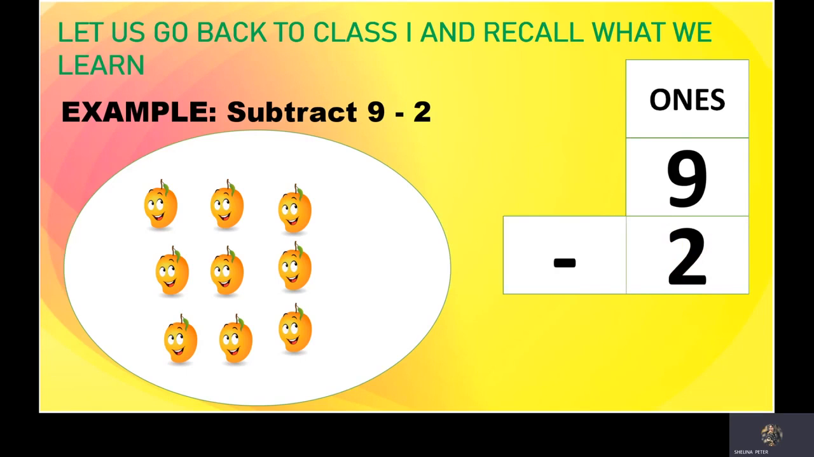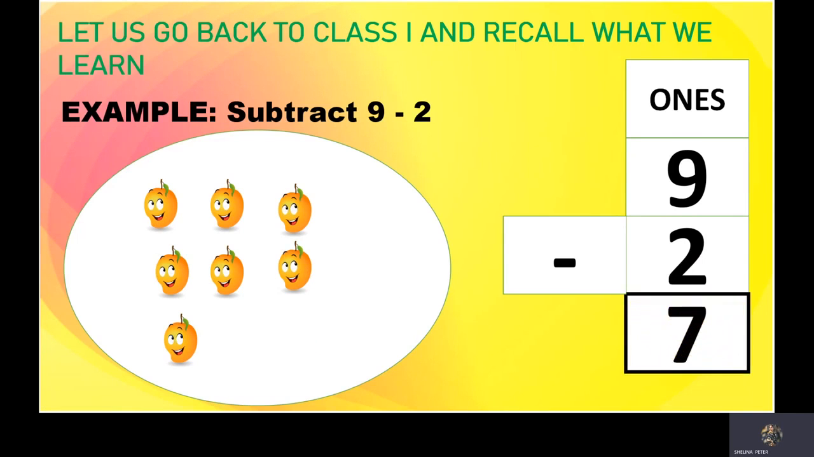Put the subtraction symbol, and now we have to subtract 2 from 9. That means we will be taking out 2 mangoes from this group. So that means 1 mango is taken out, then second mango is also taken out. Now let us count how many mangoes are left in this circle. 1, 2, 3, 4, 5, 6 and 7. So the answer will be 7. 9 minus 2 is 7.